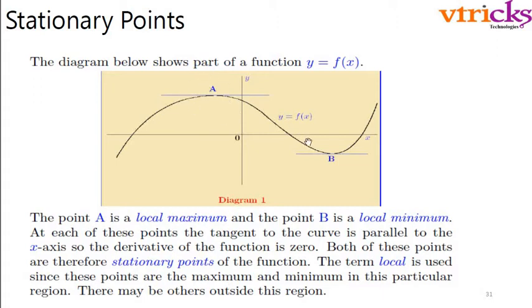So we talk about the maximum as a local in this neighborhood. These 2 points A and B, where your tangent is parallel to the x-axis or where the slope of the tangent is 0, are called the stationary points of the function. So stationary points are the points at which we can say the slope of the tangent is 0, or we can also say that dy by dx vanishes.